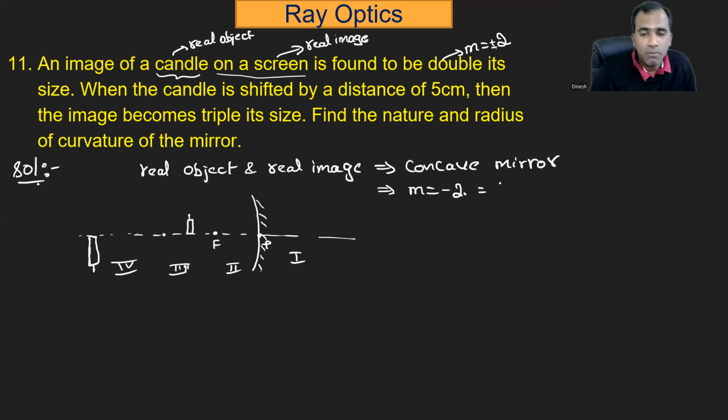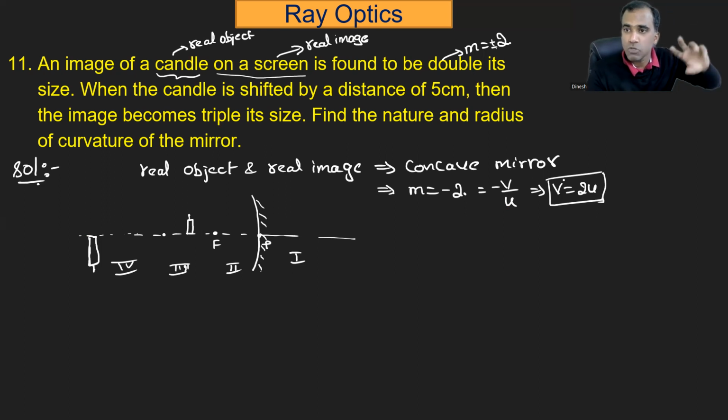So what is the formula for m? Can I say that it is minus v by u? Right. So if you cancel this minus, can you tell me the relation between v and u? The relation between v and u is v equals 2u. Image distance is 2 times the object distance on the same side. So if you know the object distance, you can say the image distance. If you know the image distance, you can say the object distance.